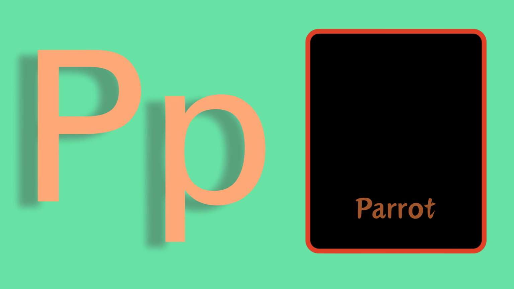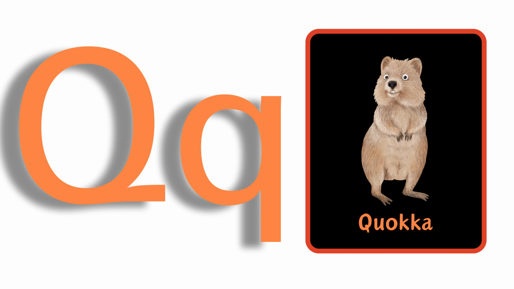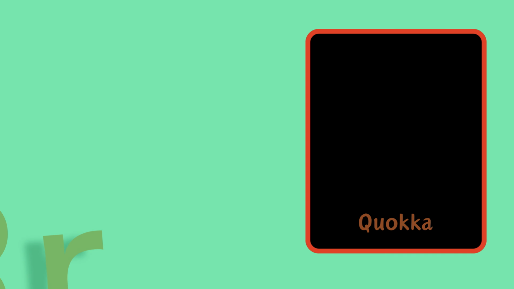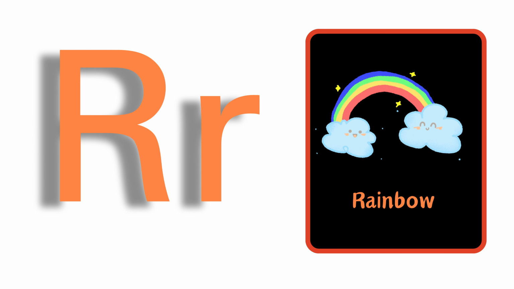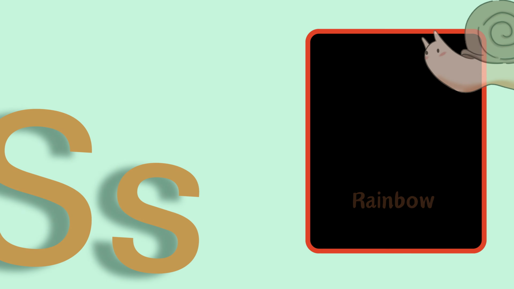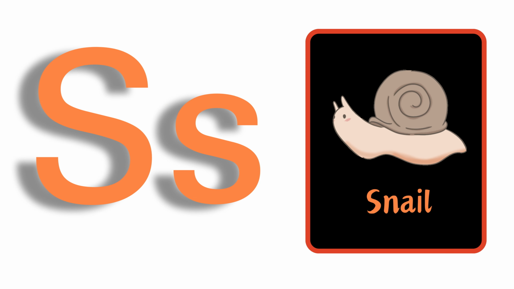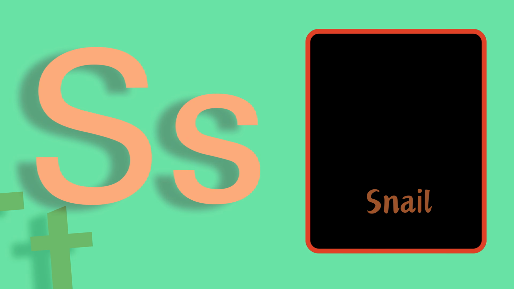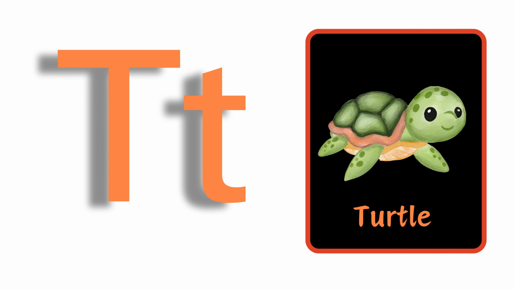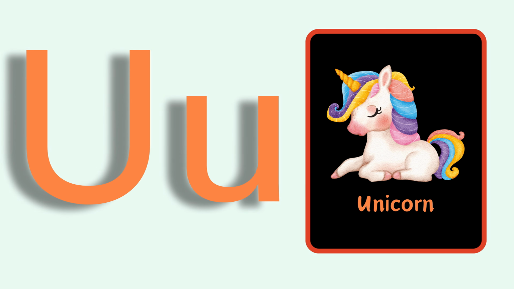Parrot. Q. Q for quokka. Quokka. R. R for rainbow. Rainbow. S. S for snail. Snail. T. T for turtle. Turtle. U. U for unicorn.